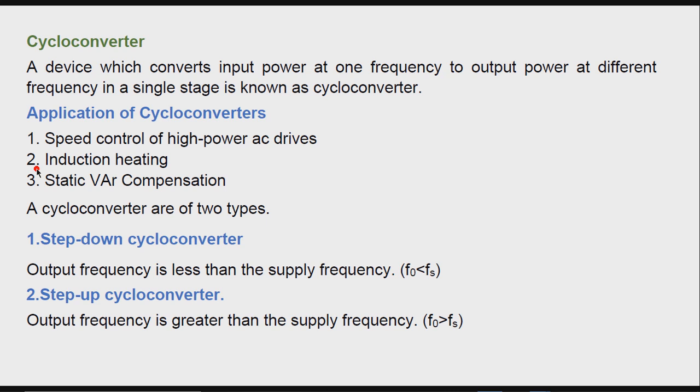Now cycloconverters are of two types. First, step down, and second, step up cycloconverter. In a step down cycloconverter, the output frequency is less than the supply frequency, and in a step up cycloconverter, the output frequency is greater than the supply frequency.